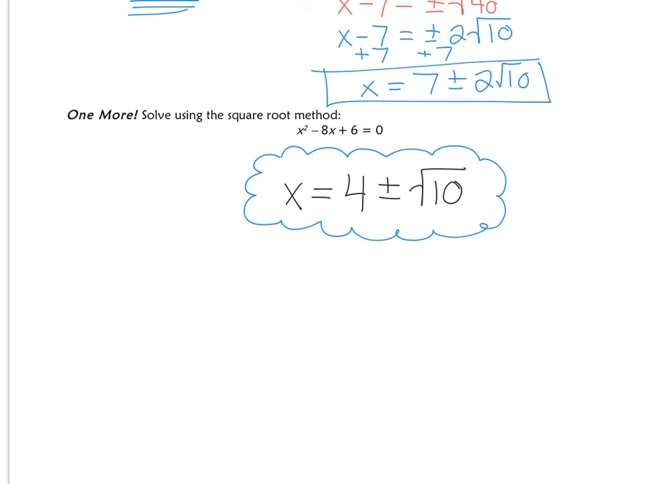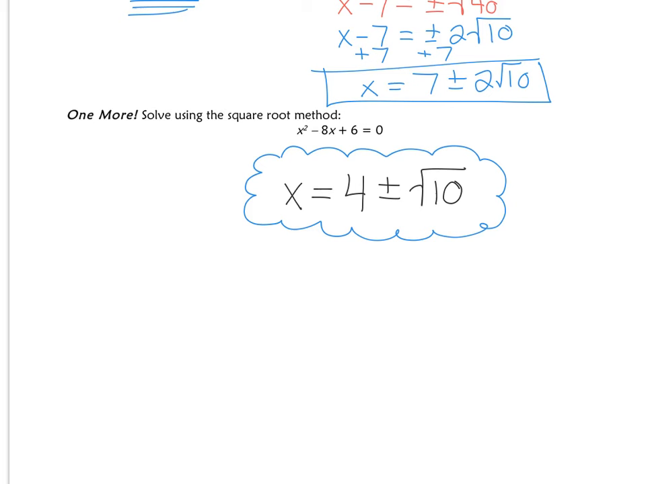Now I noticed as I was writing this answer down that none of these examples had complex answers, meaning i's in the solution. On tomorrow's classwork, there will be i values, and that happens when you get a negative underneath the radical that you have to take out then and get an i on the outside. Okay, so that's it for completing the square.